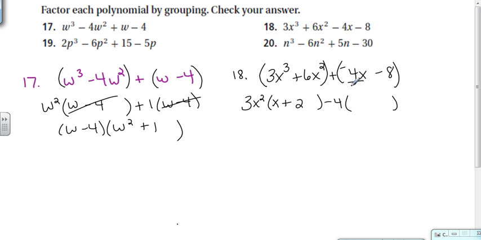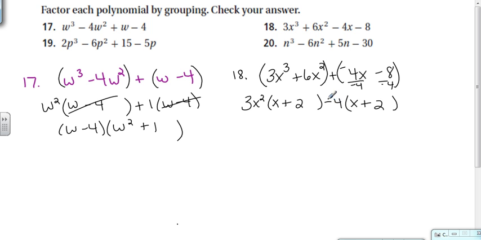So if I divide by a negative 4, negative 4 divided by negative 4 is positive 1x. Negative 8 divided by negative 4 is a positive 2. If I had divided by a positive 4, I would have had opposites in my parentheses. So I took care of that by dividing out a negative 4.